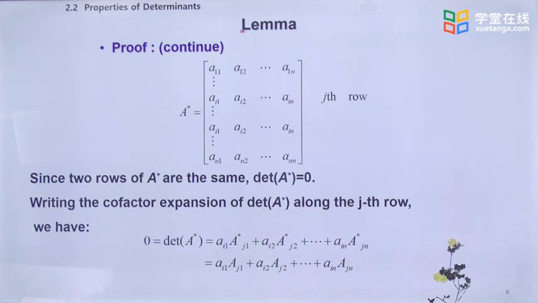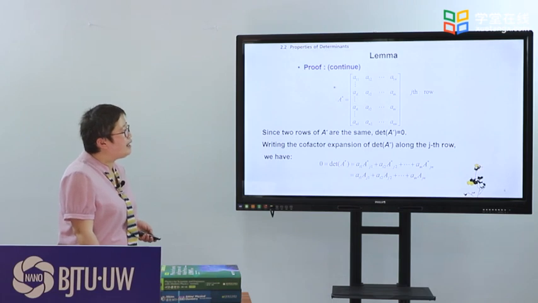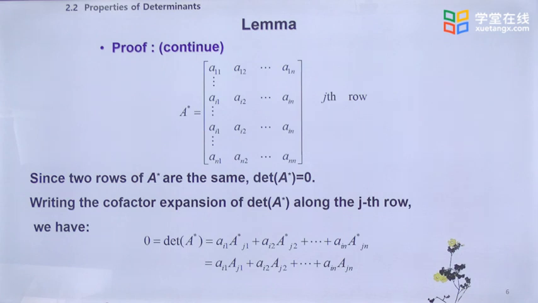So for this matrix we constructed, since two rows of A star are the same, we know the determinant of A star equals 0. This is a property of determinants: if you find two rows are identical, then the determinant equals 0. Writing the cofactor expansion of this determinant of A star along its jth row, you will get that the determinant of A star, which equals 0 because it has two identical rows, equals a_i1, the first entry in the jth row, times its cofactor A star j1, plus a_i2, the second entry in the jth row of A star, times its cofactor A star j2, plus and so on plus a_in, the last entry in the jth row of A star, times its cofactor A star jn.